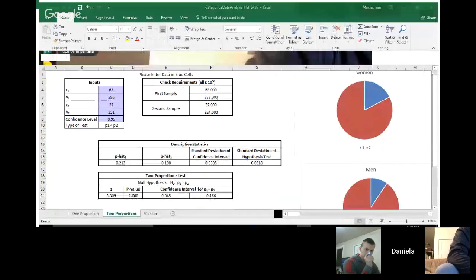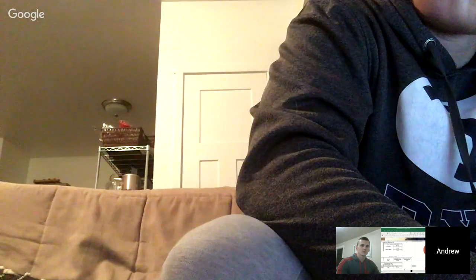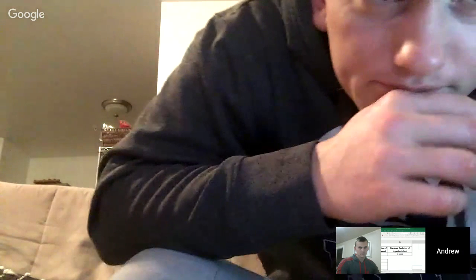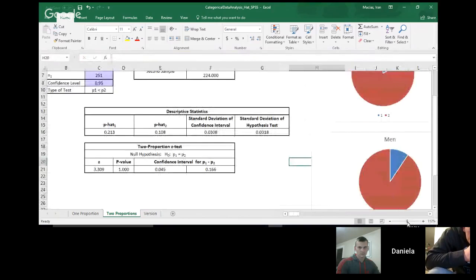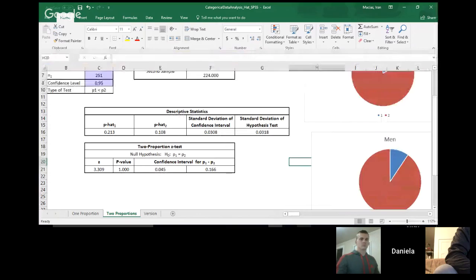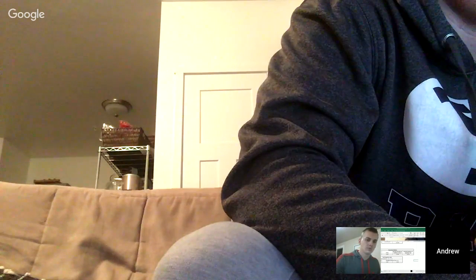Did you make pie charts? I don't understand how in the beginning, but I practice it. I think the Z-score is 3.309. Let me check. Yep, 3.309. That's the answer.